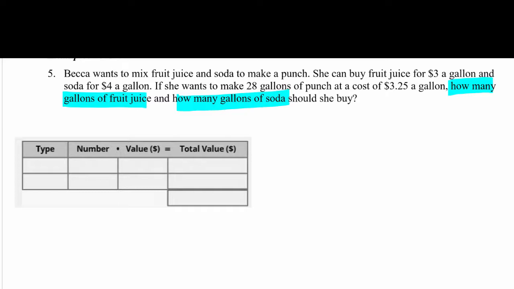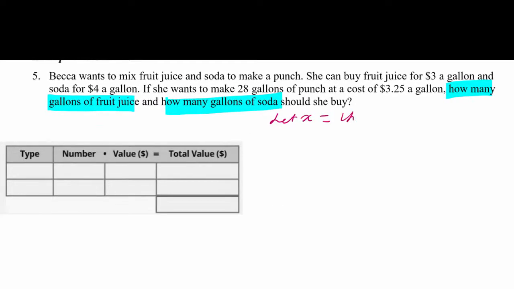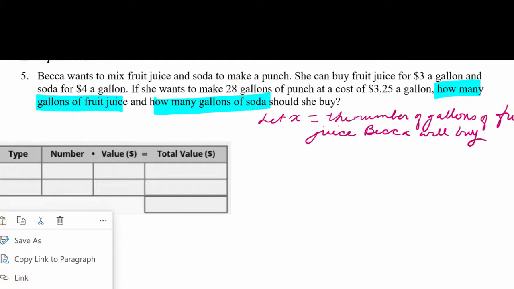So our first step is that we're going to go ahead and define those variables, as you know, and let's let X be the number of gallons of fruit juice that Becca is buying. So that's very clearly defined with a lot of detail, the way that we've been training ourselves to do in our problems. Now, because we're doing this problem with only one variable, and we've decided that X is going to represent the number of gallons of fruit juice, we need to find a relationship between X and the gallons of soda, right? So we need to be able to define how many gallons of soda are going to be bought.